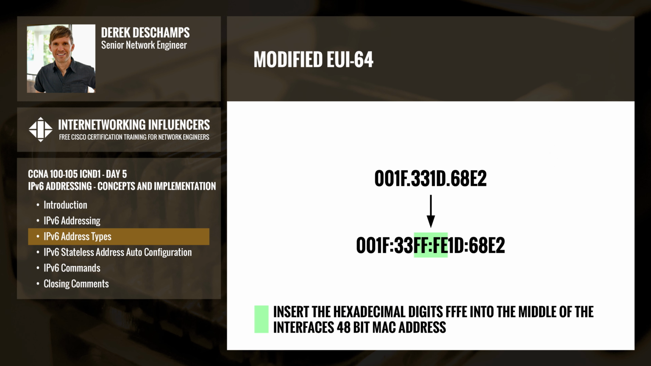For example, let's look at an interface with a MAC address of 001F.331D.68E2. To get the modified EUI64 interface ID for this interface, we first insert the hexadecimal digits FFFE into the middle of the interface's MAC address, which gives us 001F33FFFE1D68E2.